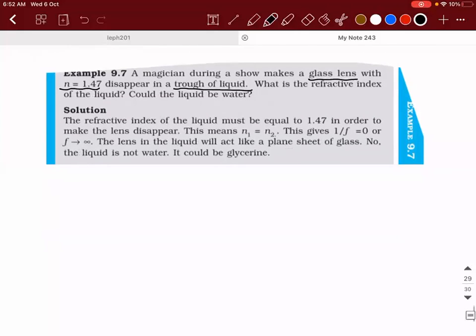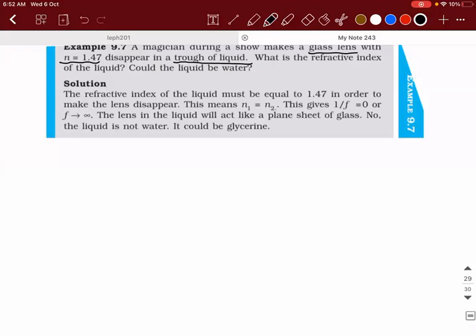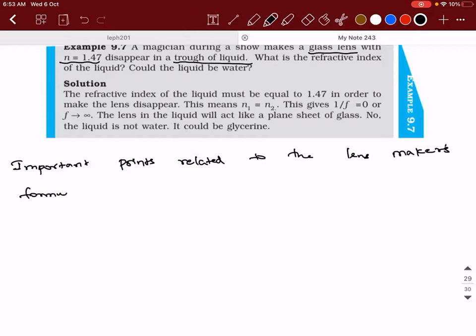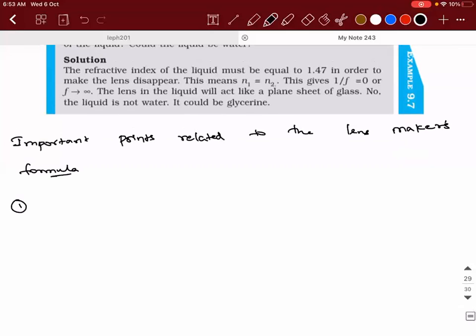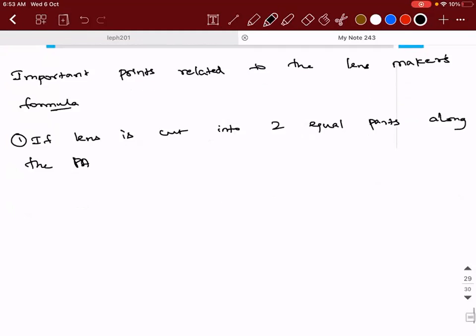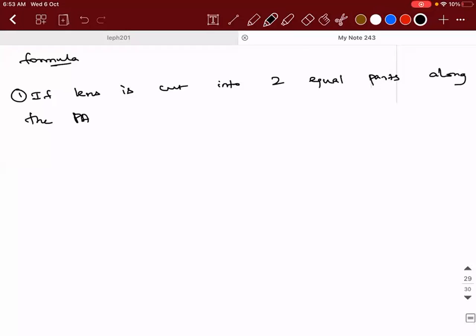So here observe, I have to state some important points. Don't look at the solution. I have to say some important points related to the lens maker's formula. Please make a note of all these points. These are very, very important. First, if a lens is cut into two equal parts along the principal axis.